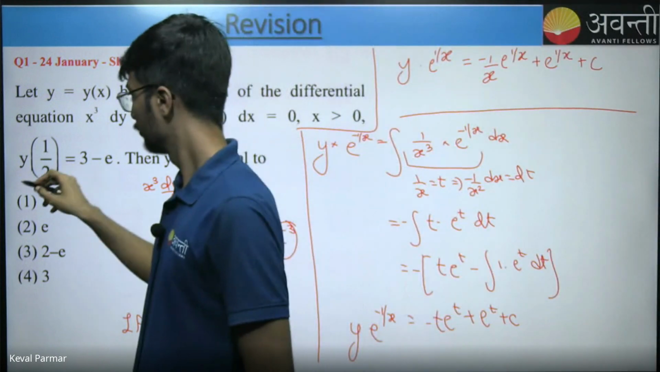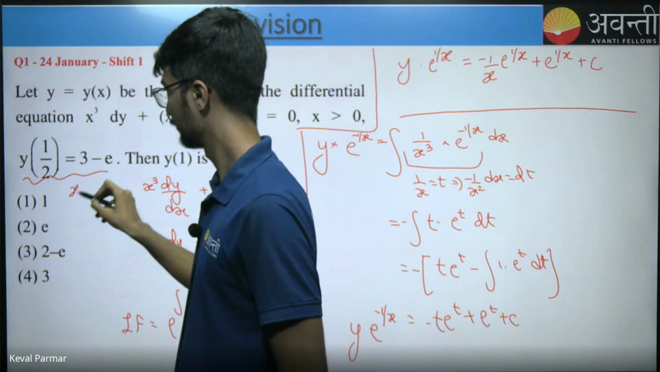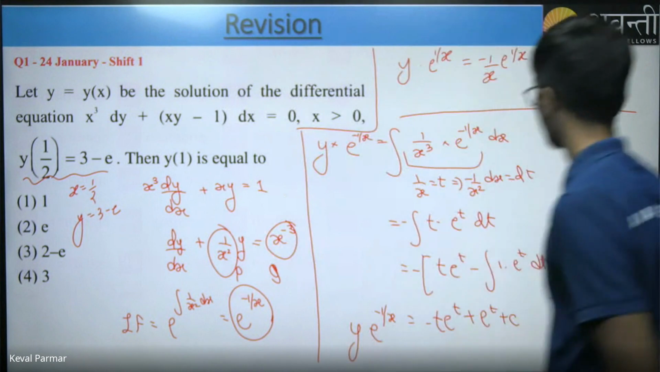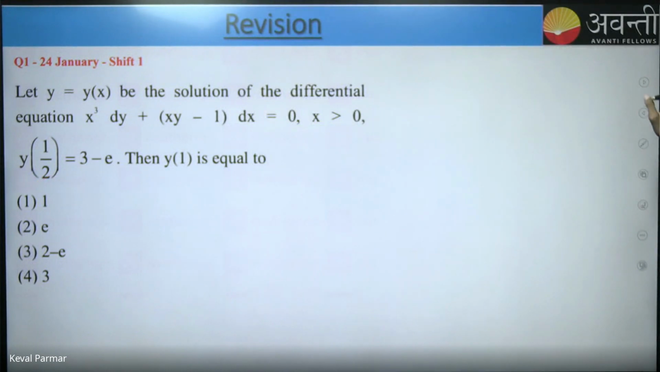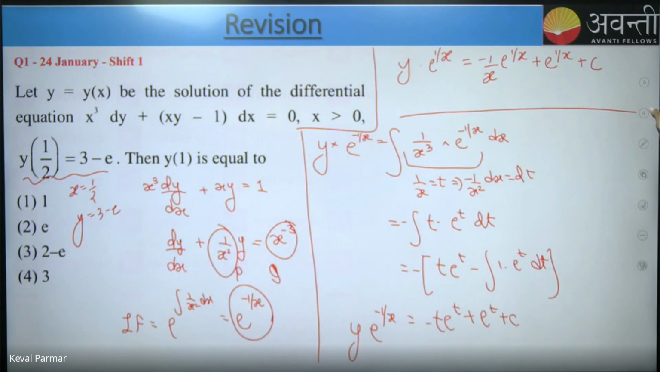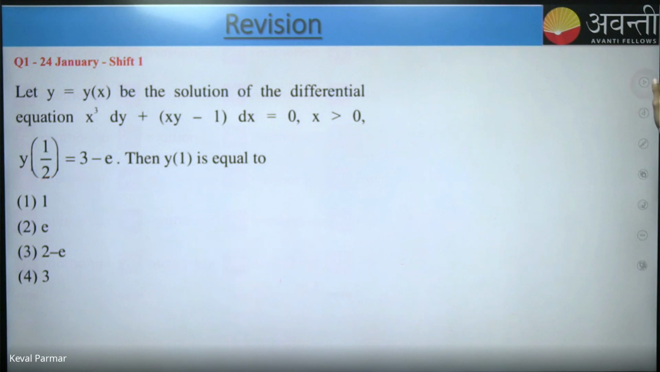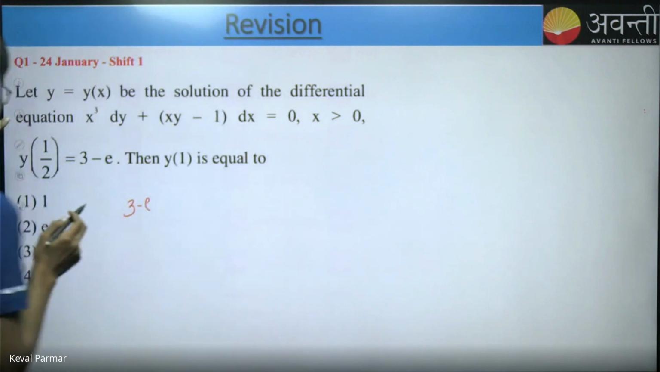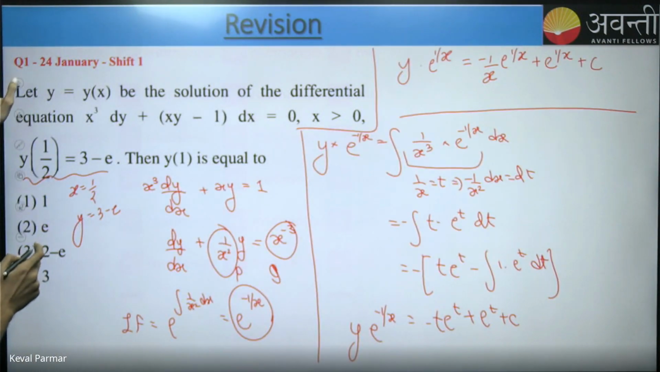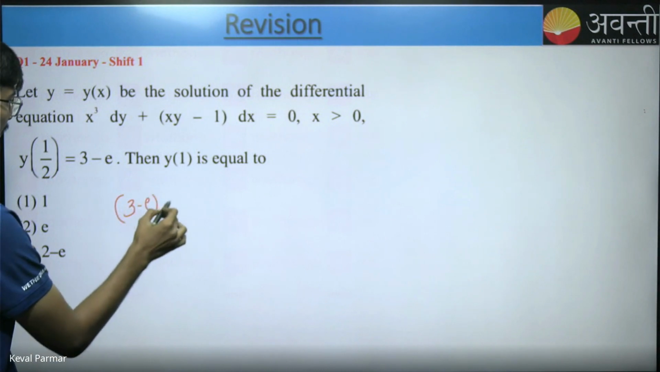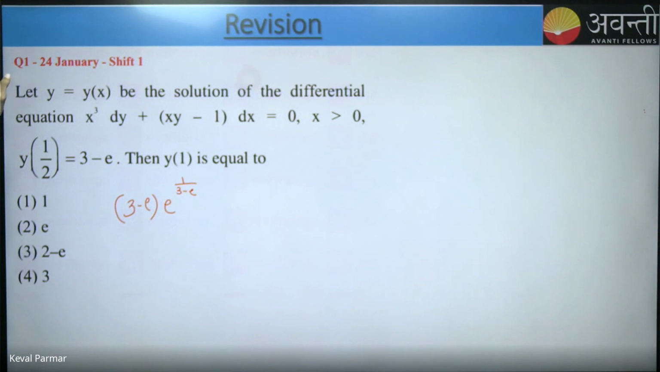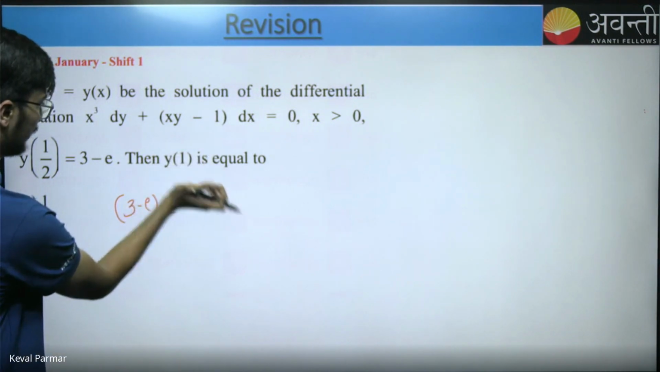Now we have been given this value. That means x equals 1 by 2, y equals 3 minus e. So let us substitute it. Yes, y equals 3 minus e. So 3 minus e into e raised to the power 1 by x, that is, 3 minus e into e raised to the power 1 upon 1 by 2, e raised to the power 2.